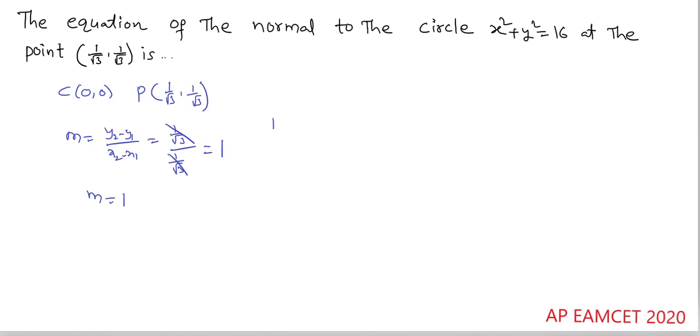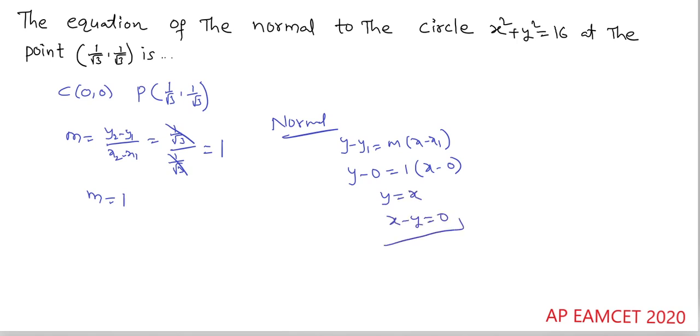Therefore, the equation of the normal. So, the normal equation is y minus y1 is equal to m times (x minus x1). Here (x1, y1) is (0, 0). y minus 0 is equal to slope m, 1, into (x minus 0). That is y is equal to x. From this, x minus y is equal to 0. This is the equation of the normal.